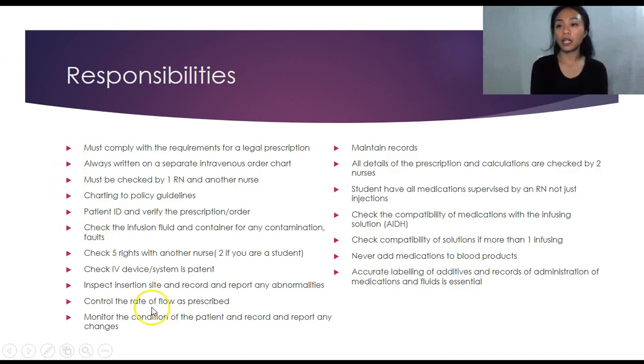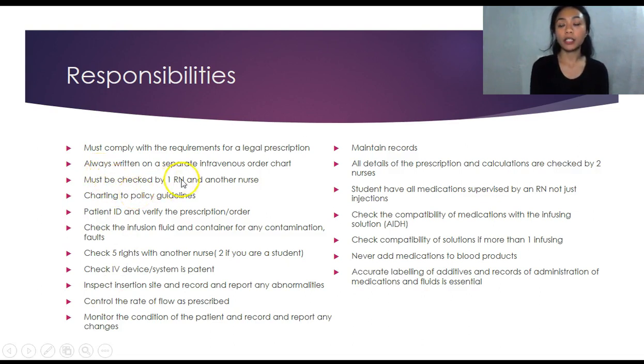Here's another slide about some things to keep in mind. We need to make sure that our prescription is legal and valid, written or printed in black ink, signed by the prescriber, dated by the prescriber, legible, and it has the 5 rights. In this case, it'll be right patient, right fluid, right volume, right route, which will always be IV, and right rate and duration. We don't have a prescribed time for IV fluid to start.